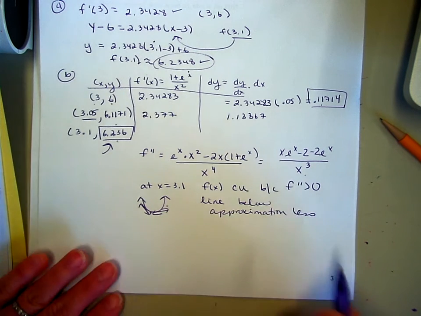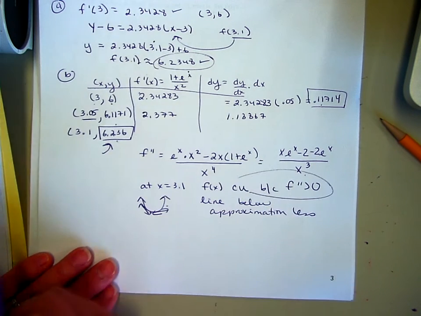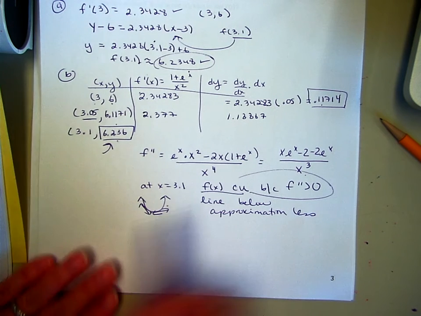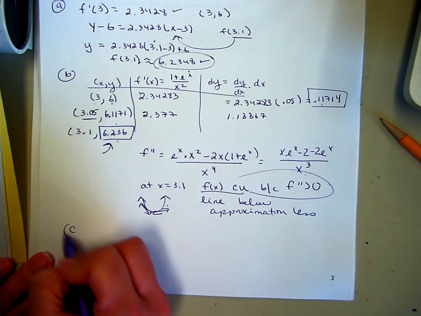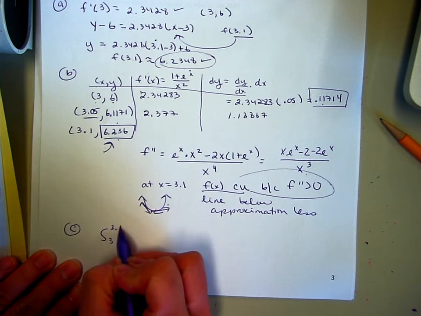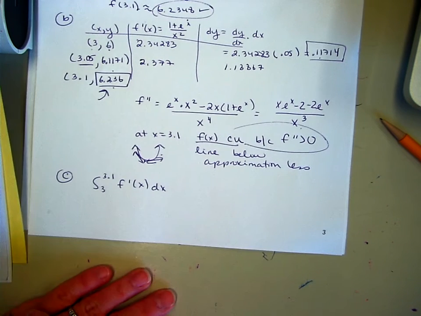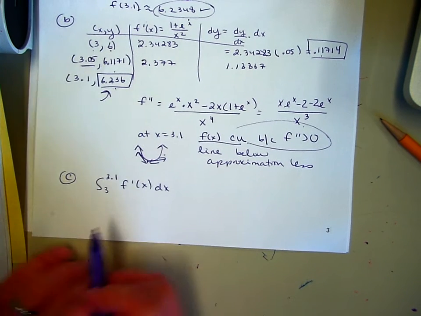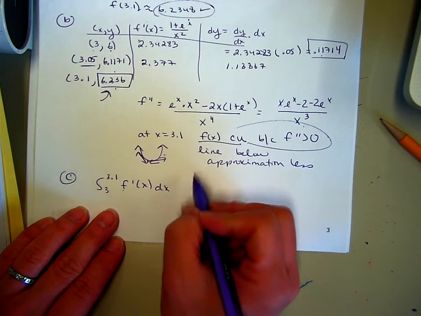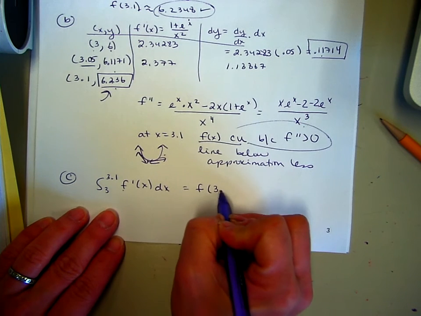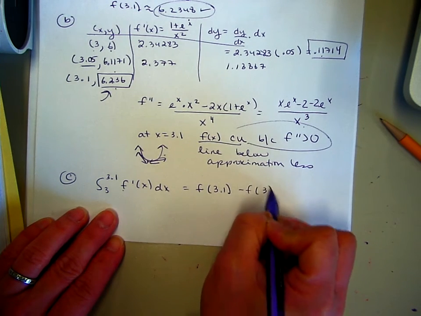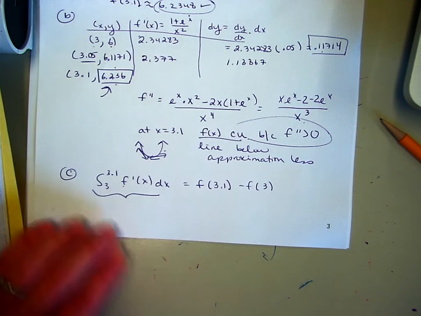So they're looking for, did you understand that the f double prime is positive, which means the function is concave up. Lastly, they want you to use this to evaluate f of 3.1. Well, this is your fundamental theorem. When I integrate f prime, I get f. We take the upper bound, subtract off the lower bound. This, just type it into your calculator.